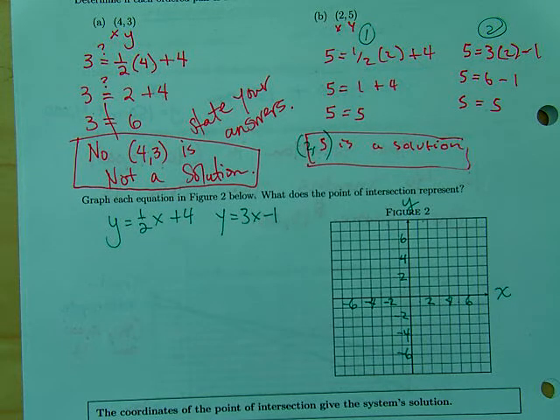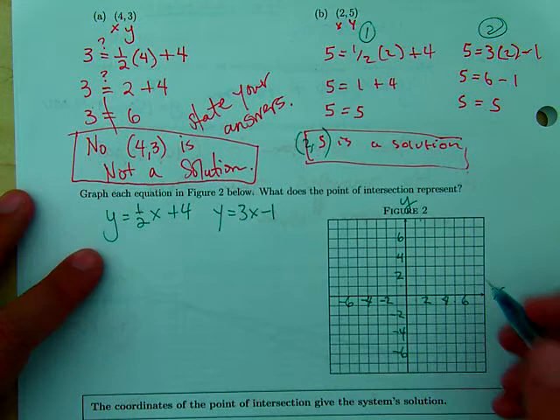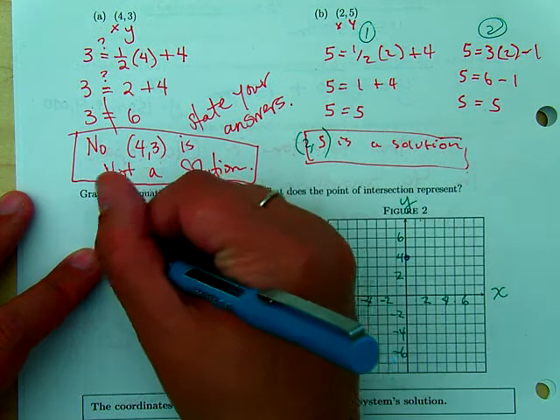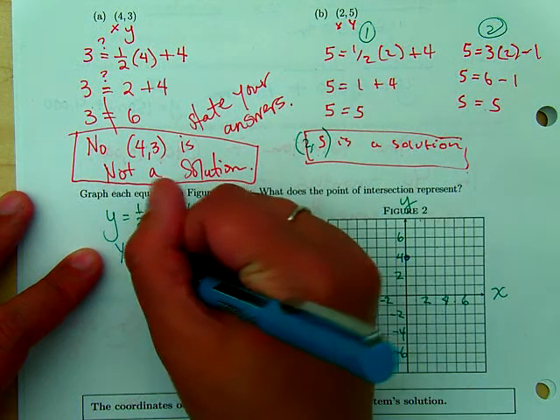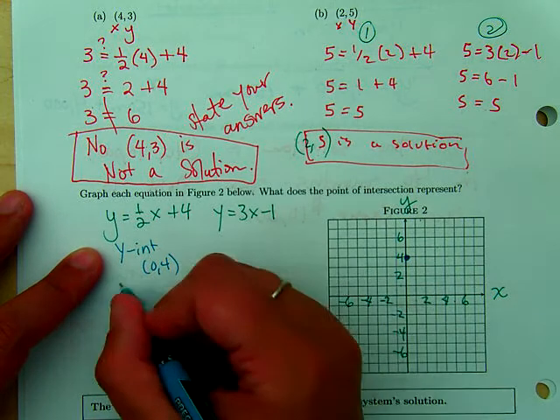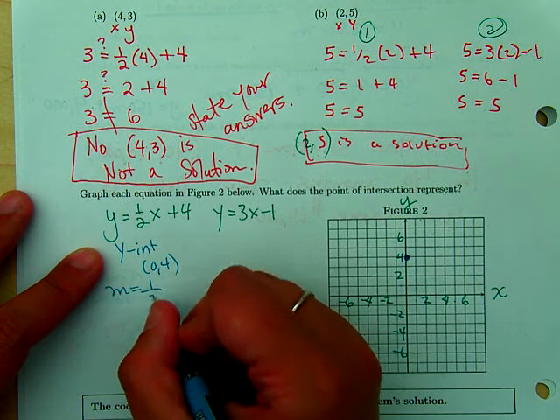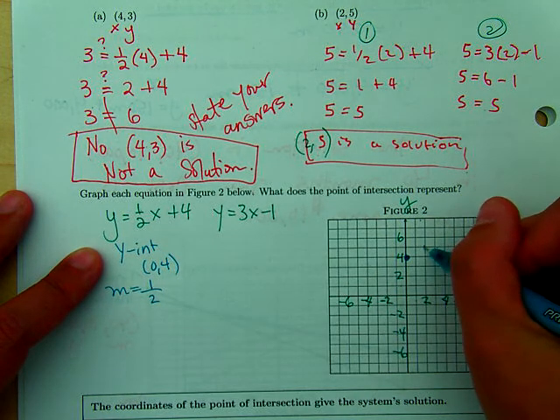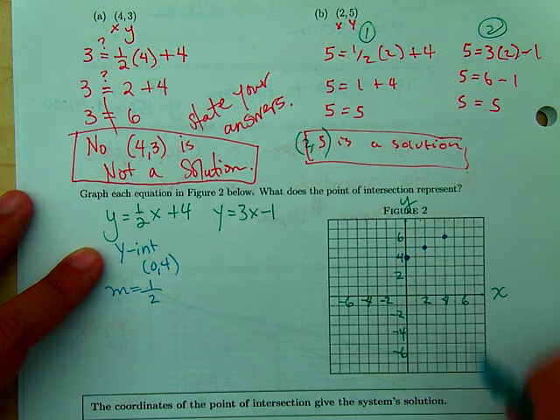And then to graph using the slope and the y-intercept. Who can tell me how to do that? Who remembers? Well, how would I graph y equals 1/2 x plus 4? Yes. 0, 4. I love it. Y-intercept 0, 4. Okay. Yes, the slope is rise over run, go up 1 over 2. Up 1 over 2.